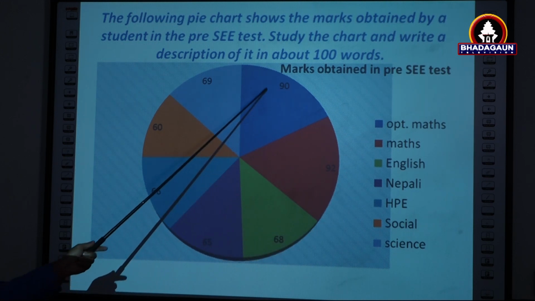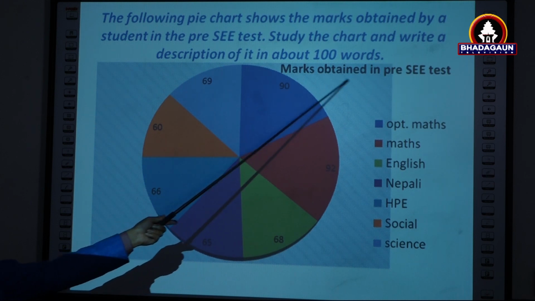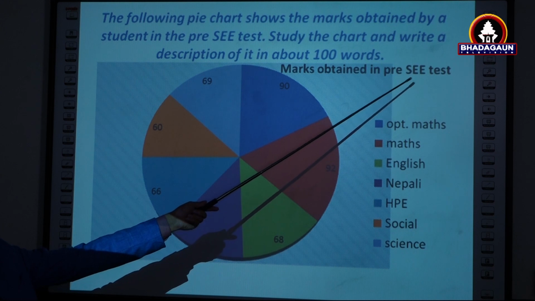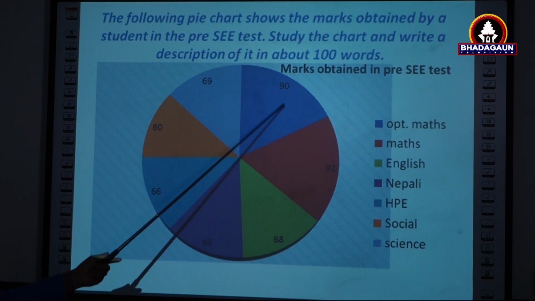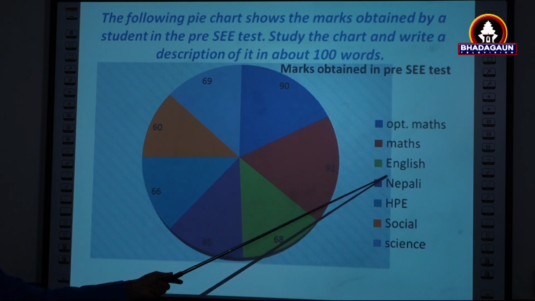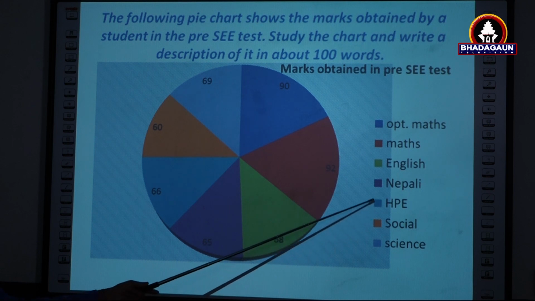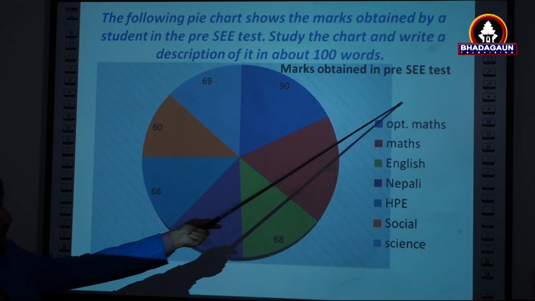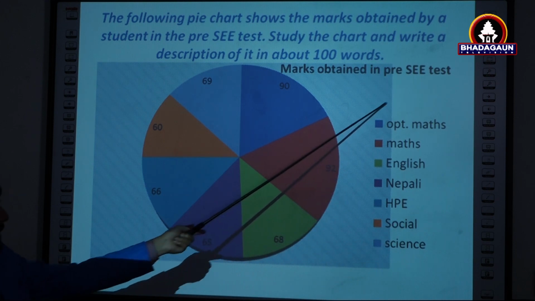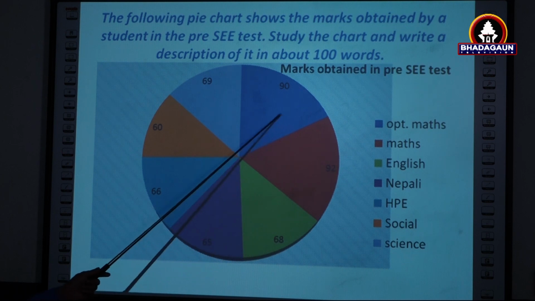I guess this is a pie chart. The pie chart presents the marks obtained in a pre-SEE test by a student. Generally 1, 2, 3, 4, 5, 6. All 6, only 6 subjects are, sorry, 7. 1, 2, 3, 4, 5, 6, 7. 7 subjects are presented and their marks are presented here in this pie chart.